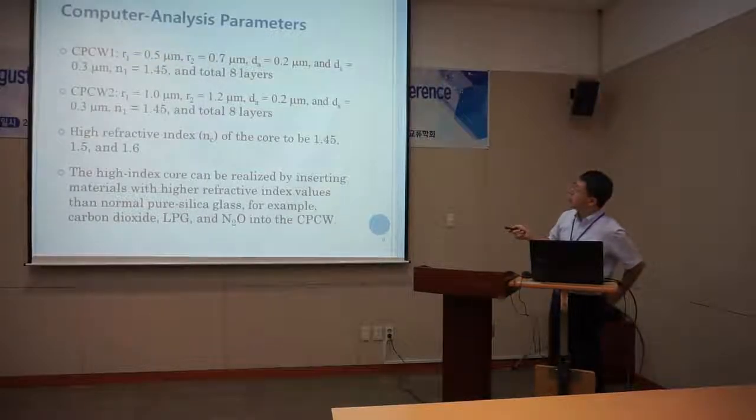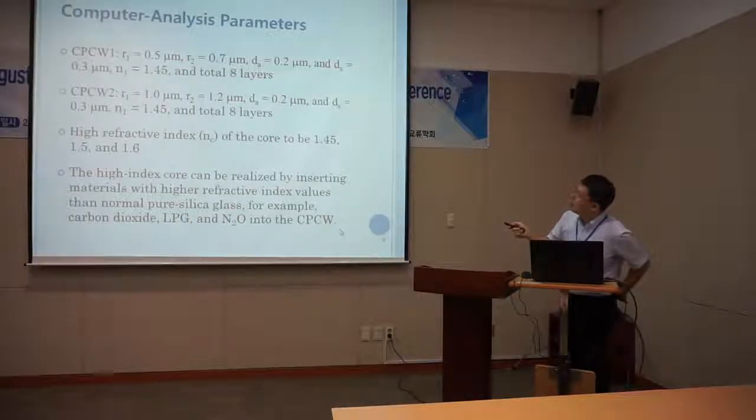Based on those concepts, 2 very optimistic cases are considered for computer analysis parameters. First one is called CPCW1, has R1 equals 0.5 micrometer, R2 equals 0.7 micrometer, dA equals 0.2, like that. And there are total 8 layers. And for CPCW2, R1 equals 1.0 micrometer, R2 equals like that. Only difference is the R1 length.